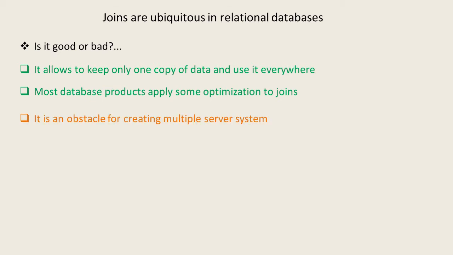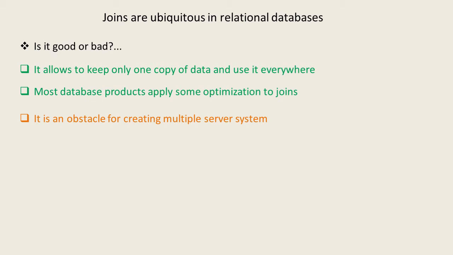Now, one of the biggest problems with joins is that the ubiquitous joins are obstacles for making multiple server systems. There is a common tendency now in the database world, because it's very much oriented to handle very big amounts of data, to build databases which are split between different servers. If you are doing joins very often, obviously you're facing a problem. How will you join your records between servers?